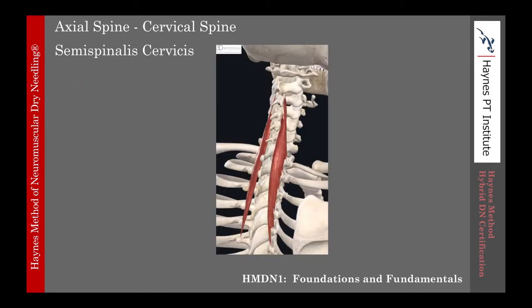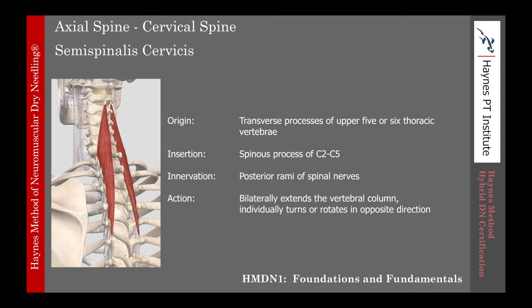The semi-spinalis cervicis. So here at origin is the transverse processes of the upper 5 or 6 thoracic vertebrae, and it inserts into the spinous process of C2, 3, 4, and 5. Innervated by the posterior rami of the spinal nerves, its action, it bilaterally extends the vertebral column and individually turns or rotates in the opposite direction.